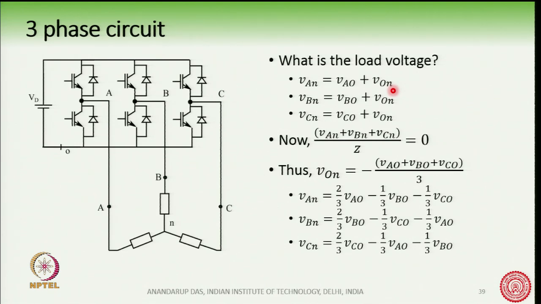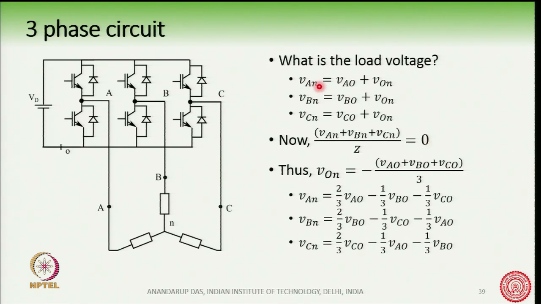Similarly, VBN is also equal to VBO plus VON, and similarly VCN is VCO plus VON. Now, in this converter we see that the star point is isolated, and so the sum of the three currents which is coming to this star point must be equal to 0. And so, (VAN plus VBN plus VCN) divided by Z, where Z is the impedance of the load per phase, is equal to 0.